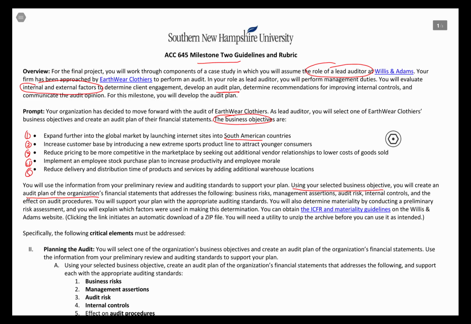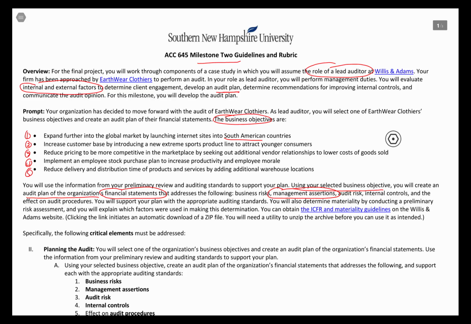Now remember that at the end result, we as auditors are looking to audit the financial statements, which means we're going to give an opinion on that financial statement as well as an opinion on the internal controls. Now notice management assertions are related to the factors within the financial statements. For example, completeness. When going back to our global market, launching internet sites in South America, we need to look at completeness. Are those sales from South America included in our audit? That's one management assertion that we can look at.